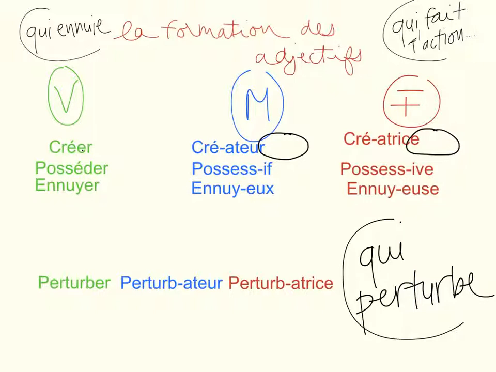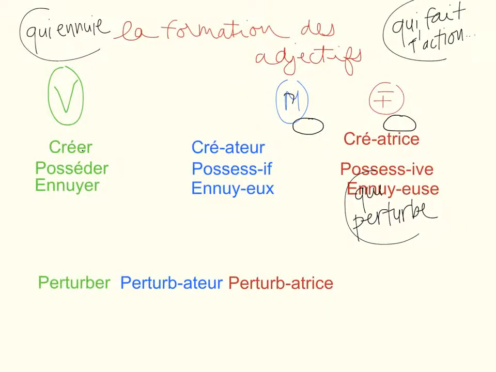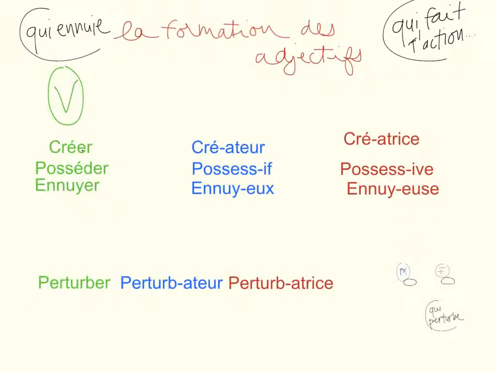Of course, before I stop the video, there is one thing you need to keep in mind. These adjectives are going to be used the same in the masculine ones and feminine ones. You can also use them in the plural form. Donc créateur, possessif, ennuyeux with X. You don't need to add anything because X is also the form of plural. Créatrice, possessive, et ennuyeuse.